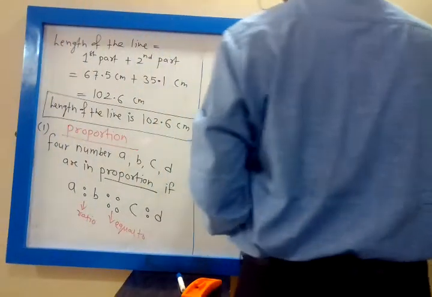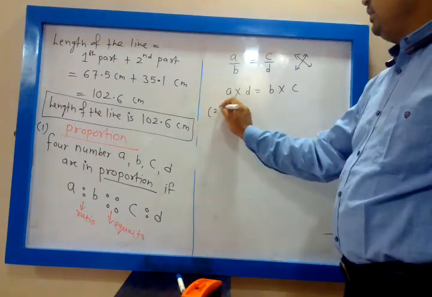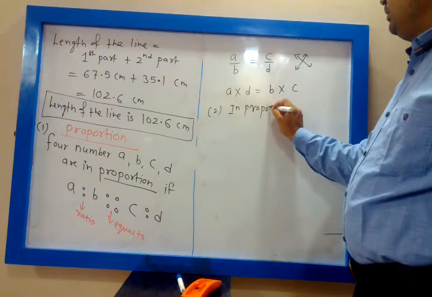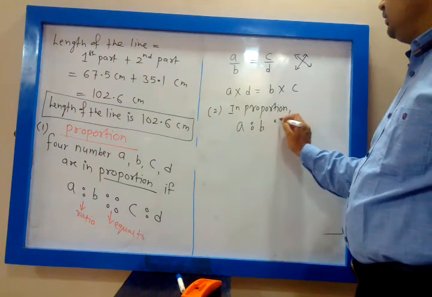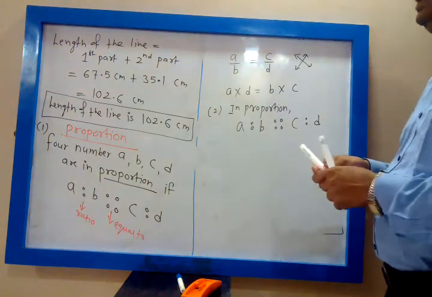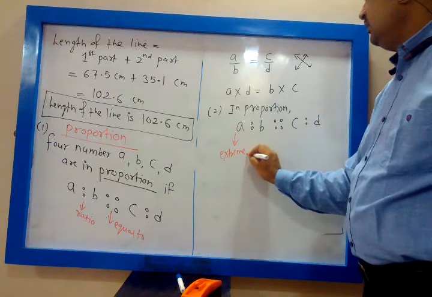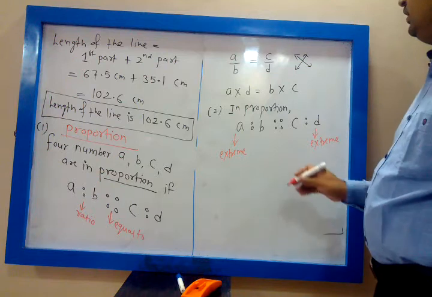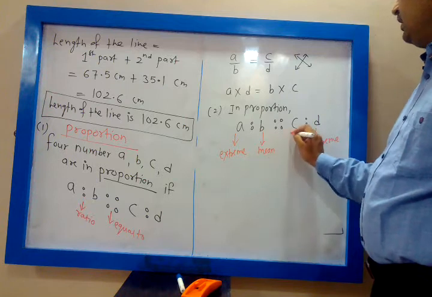Okay. So A into D is equal to B into C. Now you write down in proportion: A ratio B proportion C ratio D. A, B, C, D are 4 numbers. A and D are called extreme. B and C are called mean.